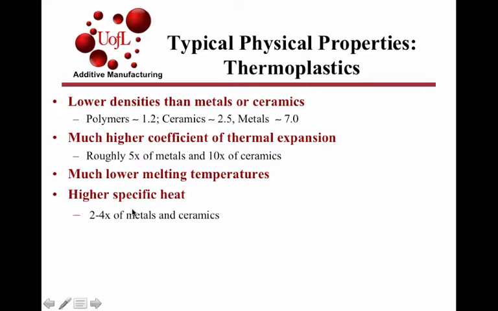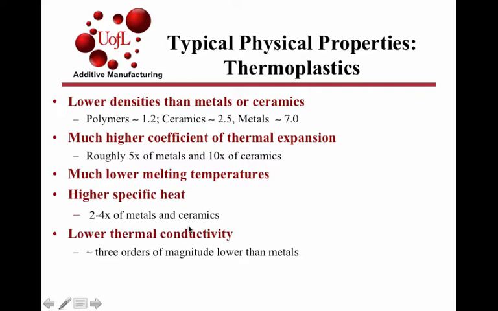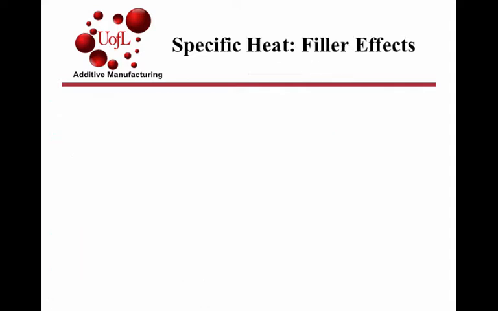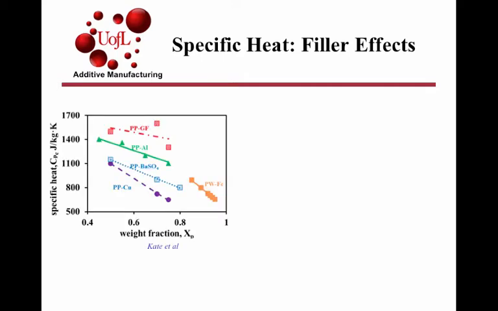They have a higher specific heat. Individual molecules have many degrees of freedom, and as a result, the ability to store thermal energy is higher, and that's why they're 2 to 4 times those of metals and ceramics. They also have a lower thermal conductivity typically, about 3 orders of magnitude lower than metals, and so they are regarded as insulators. The majority of them are also insulating in electrical properties, though there are some differences as well. Let's take a look at some thermal properties as a function of filler content.